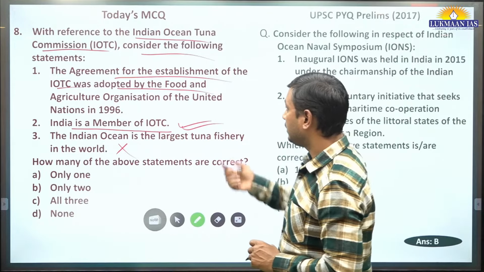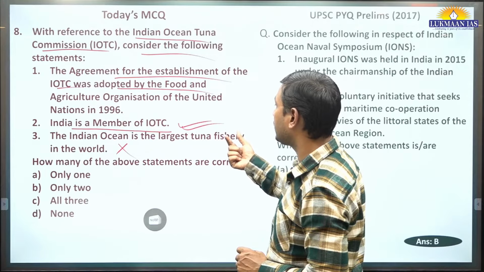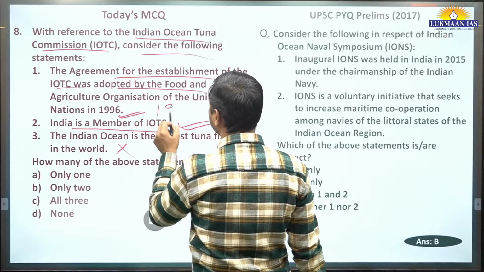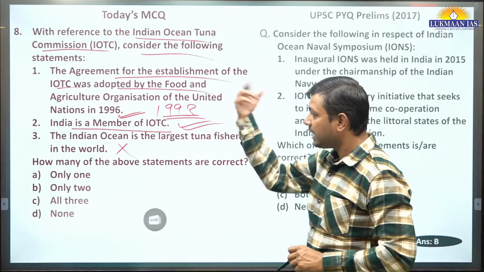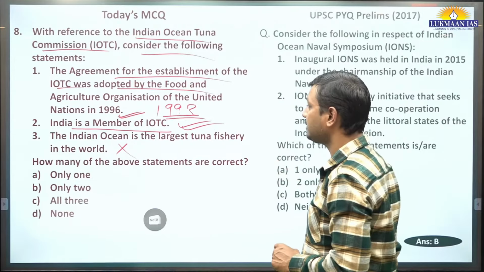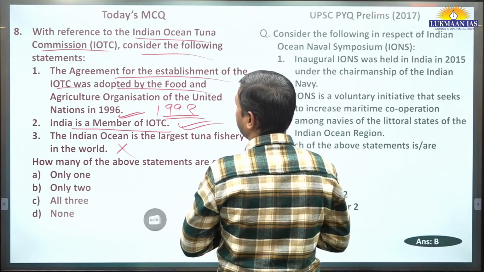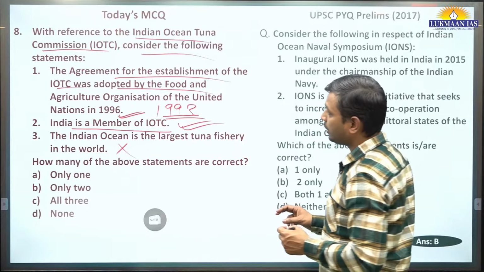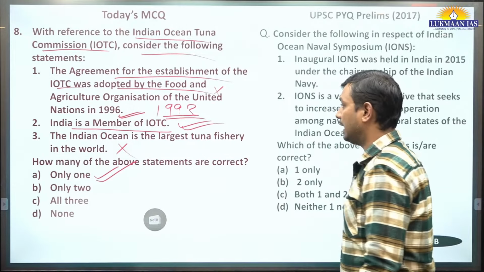This is correct. The agreement for the establishment of the IOTC was adopted by the Food and Agriculture Organization of the United Nations in 1996. No, this was not in the year 1996, somewhere around the year 1993 it was adopted. Okay, it is talking about the adoption. It came into force in the year 1996. So the adoption year is prior to 1996. Indian Ocean is the largest tuna fishery in the world. So here what do we find? Only statement 1 is the correct answer.